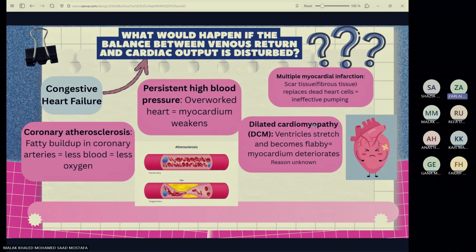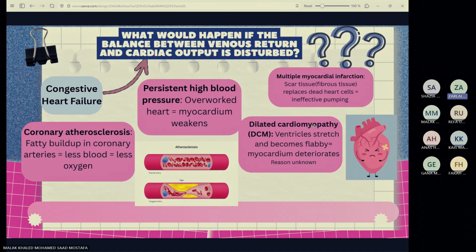Okay. So, what would happen if there is a disturbance in the amount of blood that returns to the heart and the amount of blood that is pumped out of the heart? This condition is called congestive heart failure, and it can happen due to a variety of things. But the things mentioned in your books, I mentioned them here. So the first one is coronary atherosclerosis. This is basically fatty buildup in the coronary arteries. Coronary arteries, the arteries that supply blood to your heart, right?